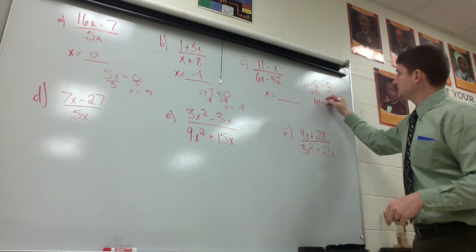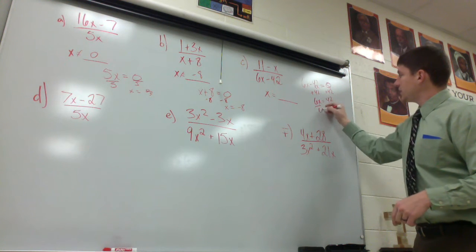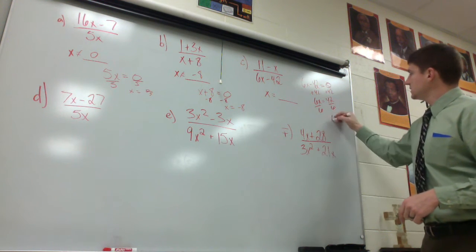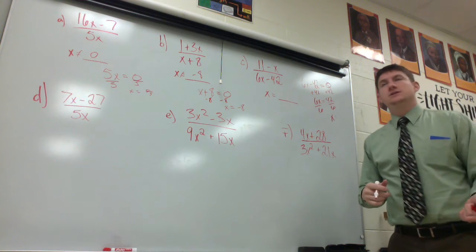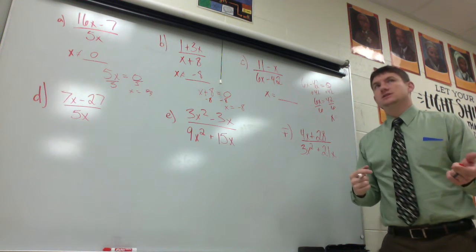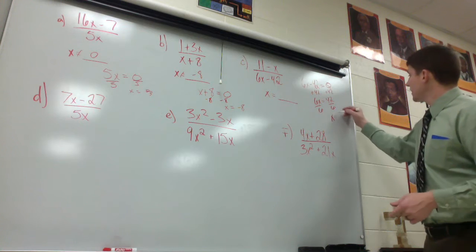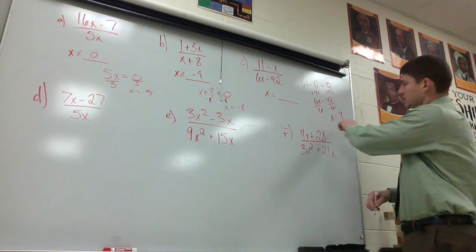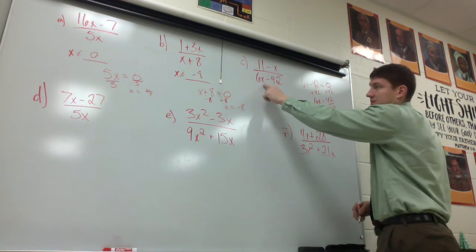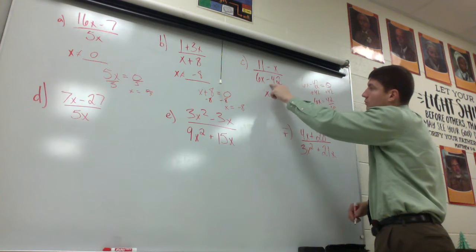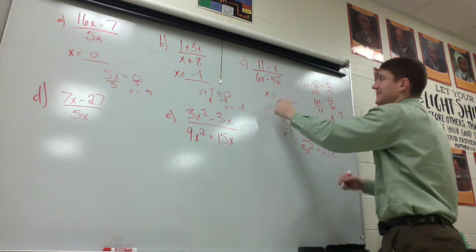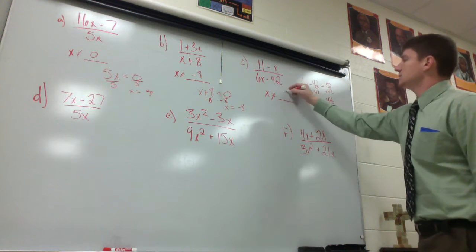Rewrite the expression: 6x equals 42. Divide by 6, divide by 6. X equals, well, what's 42 divided by 6? 6 times 6 is 36. 6 times 7 is 42. So x equals 7. If x would equal 7 here, 7 times 6 would be 42. 42 minus 42 would be 0. So x cannot equal 7.